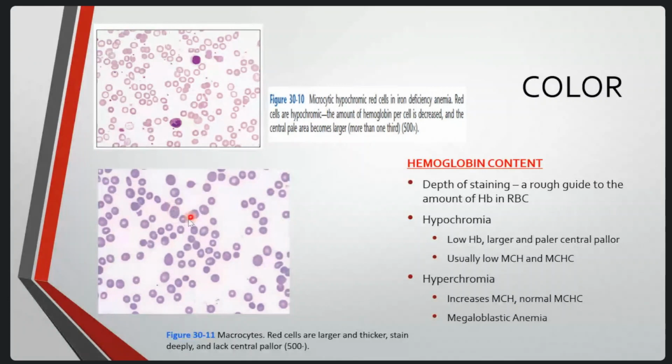This can be our hyperchromia. There is increased MCH and a normal MCHC, as seen in cases of megaloblastic anemia. In here, this can be a macrocytic red blood cell that lacks central pallor. It's actually a mixture of your microcytes, normocytes, and even macrocytes.